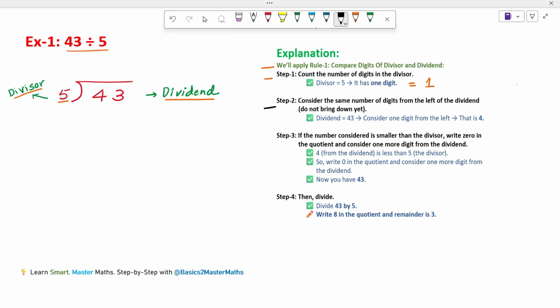Step 2. Consider the same number of digits from the left of the dividend. Here 43 is the dividend. You have to consider one digit from the left of 43, that is 4.